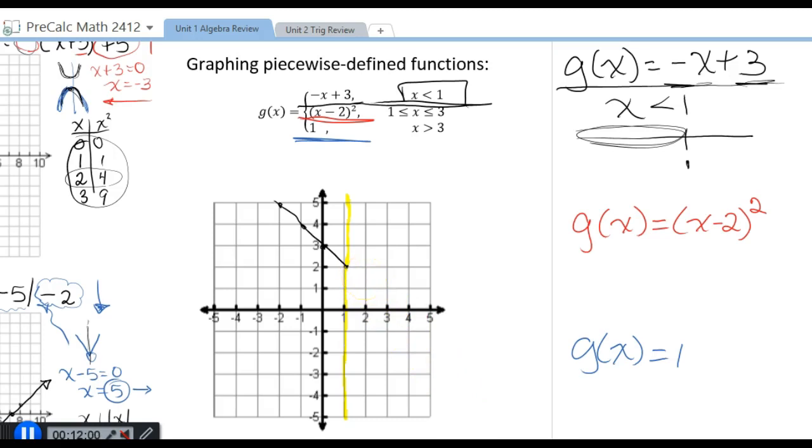Notice that it says that it's not equal to 1, so I should have an open circle. So I'm going to write an open circle right here. When the x value is equal to 1, there's an open circle here. So now let's graph. So that's how we graph the first one.